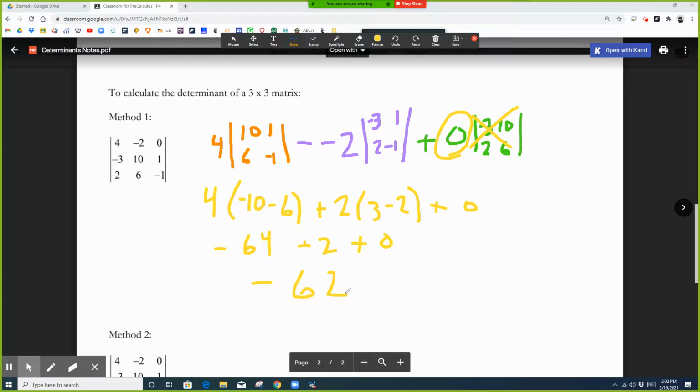All right, now the next method I think is a little more fun. It might be easier to remember. So I'll show you the other way.